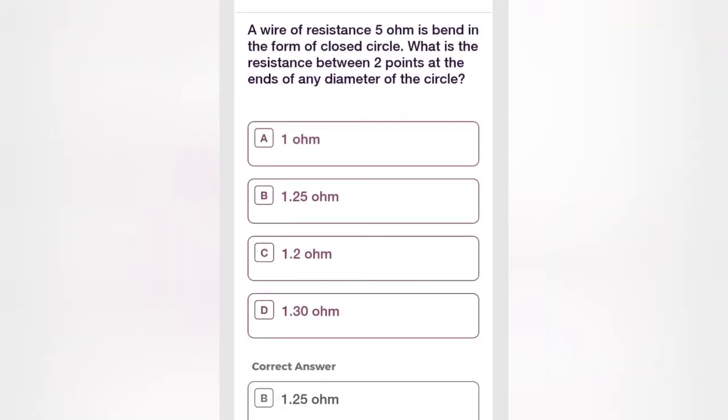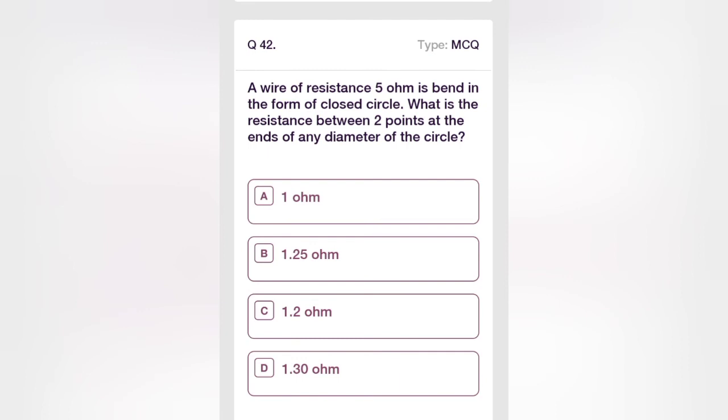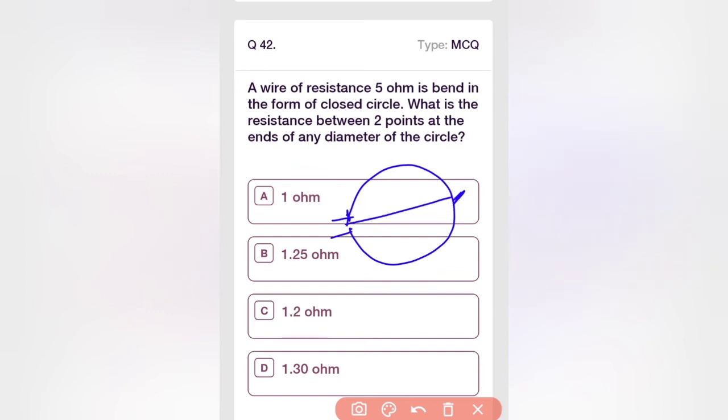A wire of resistance 5 ohm is bent in the form of a closed circle, like this. What is the resistance between the 2 points at the ends of any diameter of the circle? So take this point and this point as a diameter. What is this resistance we need to find?